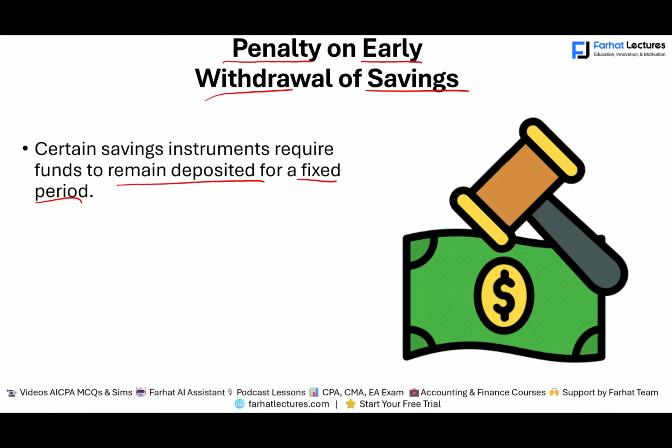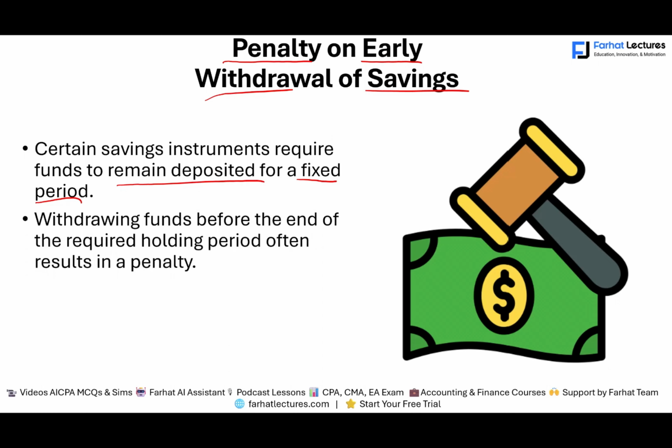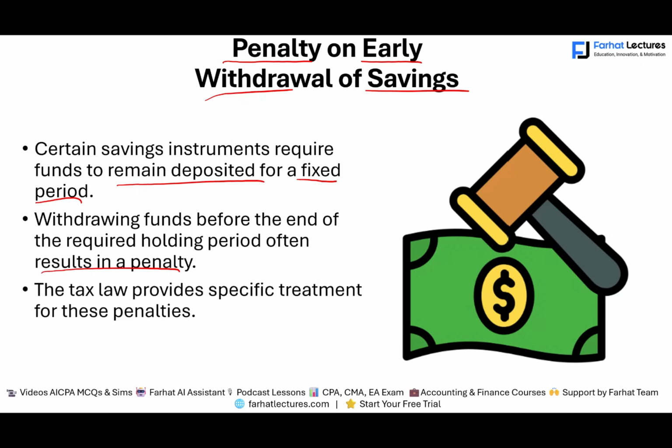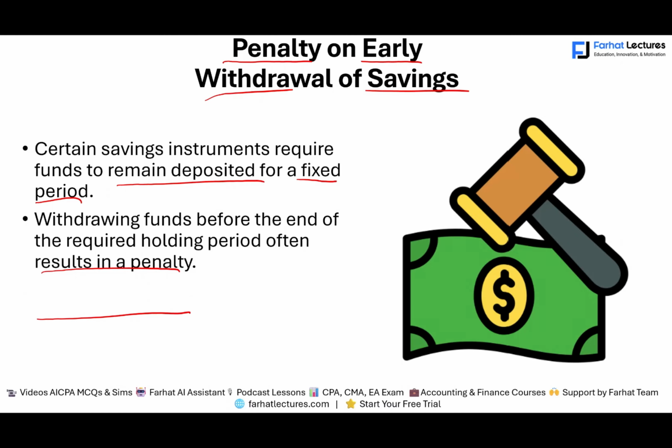If you take this money out before that period of time, whether that's 2 years, 5 years, what's going to happen is you'll have to pay a penalty. But here's what's going to happen. The tax law provides a specific treatment for these penalties. And what's the treatment? You can get a deduction for AGI.